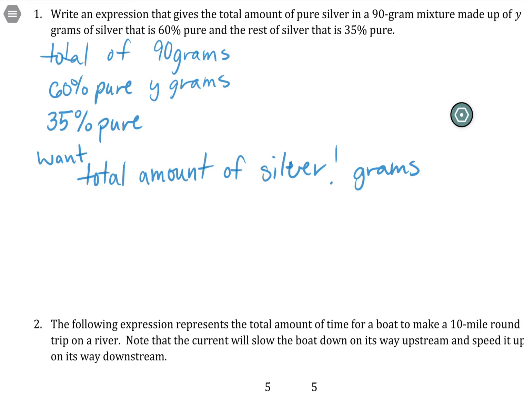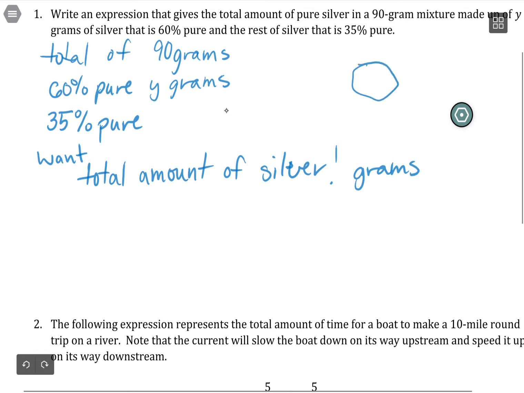So this can always be a little tricky, so do anything you can to baby step your way up to it if you are getting stuck. So we're going to imagine that we have our 60% pure silver and our 35% pure silver, and they get mushed all together, and we get a grand total of 90 grams of mixture, and we want to know how many grams of that is pure. So this is the mix.